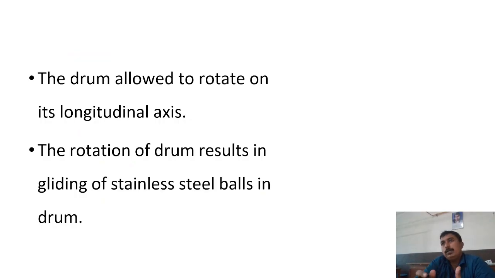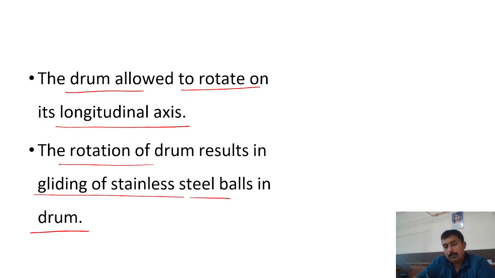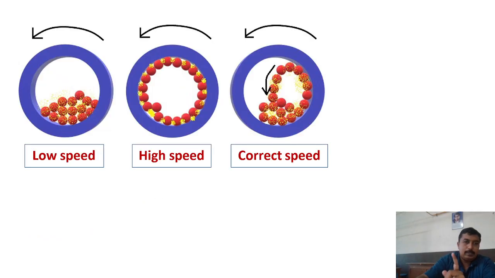So first of all, we have loaded the powder material. Later on, we have loaded the stainless steel balls, and then we have closed the central rotating drum. Later on, the drum is allowed to rotate along the longitudinal axis. The rotation of the drum results in movement of the balls inside the stainless steel drum, and results in breakdown of the powder material. What we have to discuss in detail here is the speed of rotation: at how much speed we have to rotate the drum. What will happen if the speed is low, or if the speed is too high?